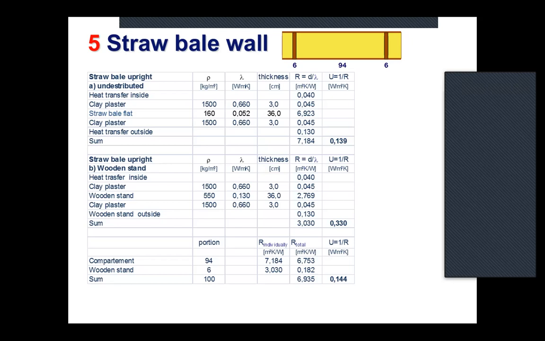So we divide it into portions. If the wooden stand would be wider, the portion here would be maybe 12 centimeters. This portion would be 12, and here would be 88. So the total number would be worse again. So in terms of insulation, it doesn't really matter whether you use one 6x36 post or two 6x12 posts. It doesn't make much difference.